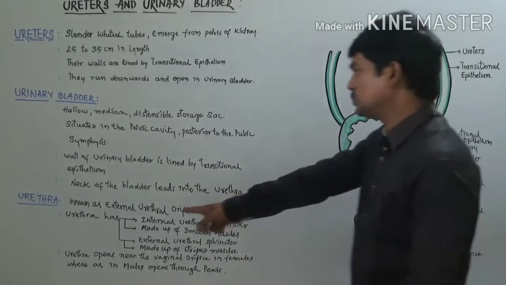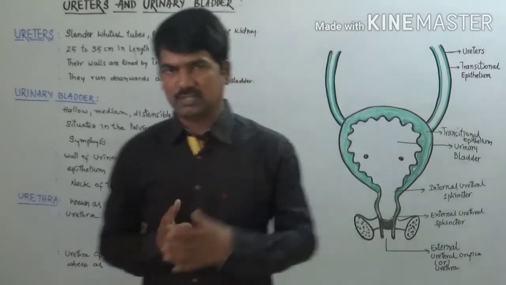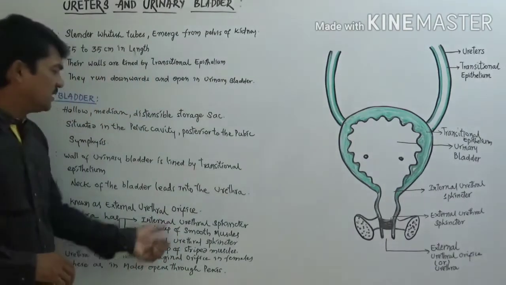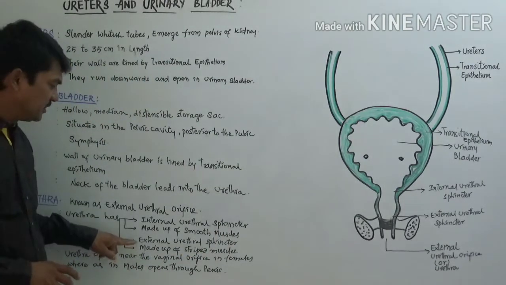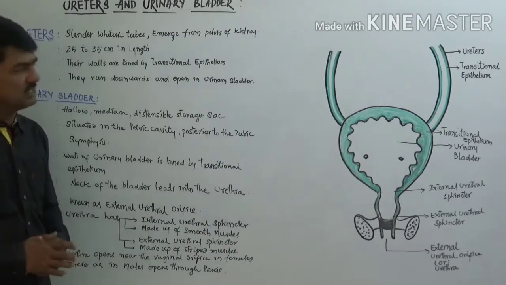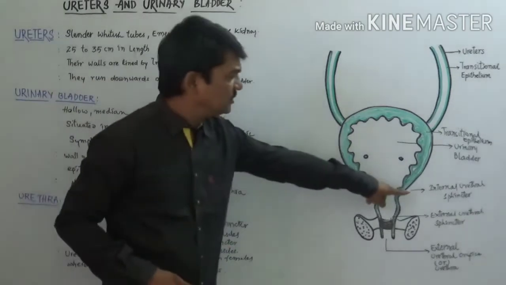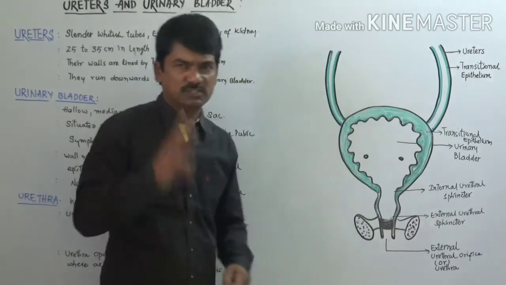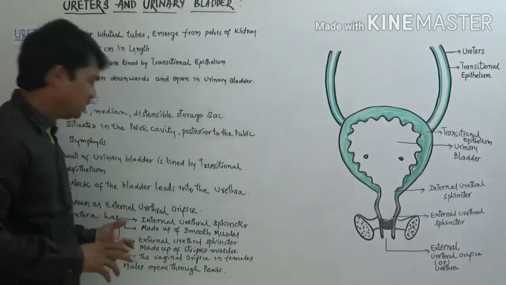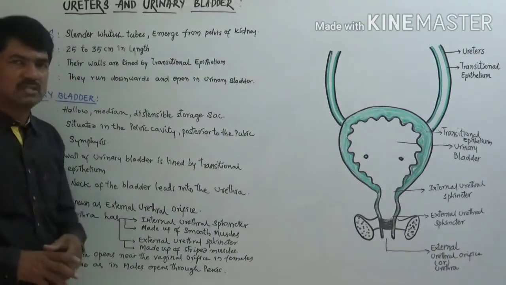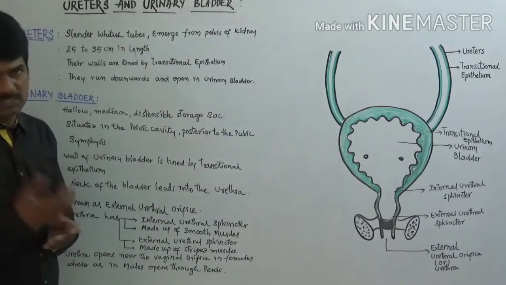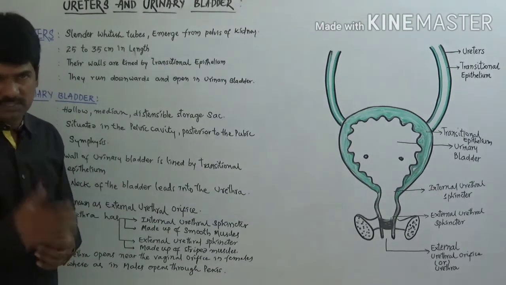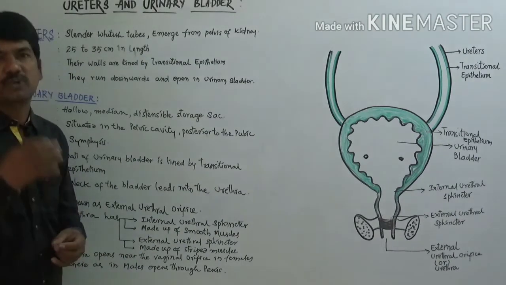The urethra has two sphincters. It is composed of two specific sphincters: one is the internal urethral sphincter and the other is the external urethral sphincter. Here we can identify the internal urethral sphincter and the external urethral sphincter. These are the two sphincters present in the urethra. The internal urethral sphincter is composed of smooth muscles, whereas the external urethral sphincter is composed of striated or striped muscles.